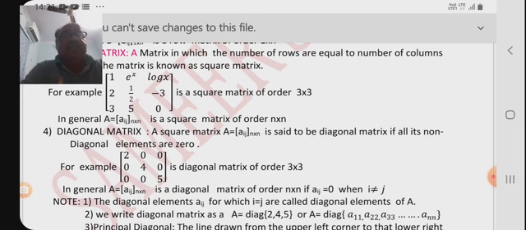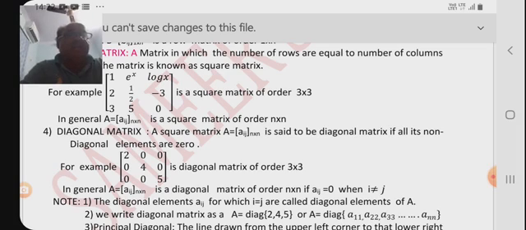Our fourth matrix is diagonal matrix. Diagonal matrix, a square matrix. First of all, matrix should be square. A square matrix A equals to Aij n into n is said to be diagonal matrix if all its non-diagonal elements are 0. ऐसी स्क्वायर मैट्रिक्स जो है वो डायगोनल मैट्रिक्स कहलाएगी यदि उसके नॉन डायगोनल एलिमेंट्स क्या हो, 0 हो. जैसे A12, A13, A21, A23, A31, A32, ये सब एलिमेंट्स क्या हो, 0 हो.